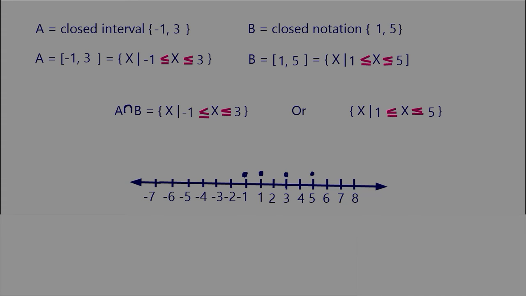To now plot the intersection of the two sets on this number line, we connect the points that are in between. And the points that are in between are 1 and 3.